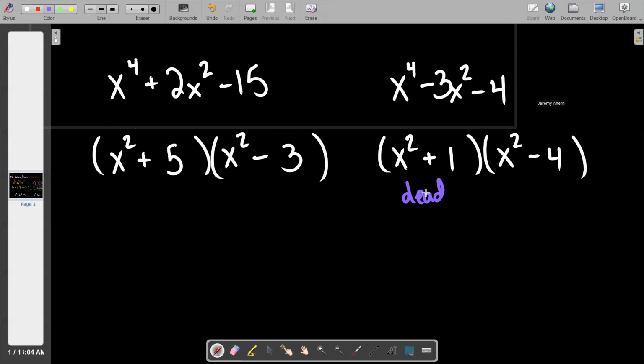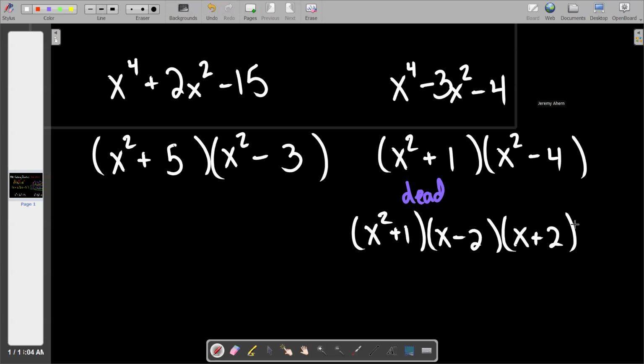You can't go further because of the plus sign, but x squared minus 4 we recognize as a difference of squares. And so when we do our final answer here, we're going to have x squared plus 1 times something. And what are those somethings? And again, the order doesn't matter. I usually do plus before minus. Whatever, it doesn't matter. So that's a final answer. Let's go again.